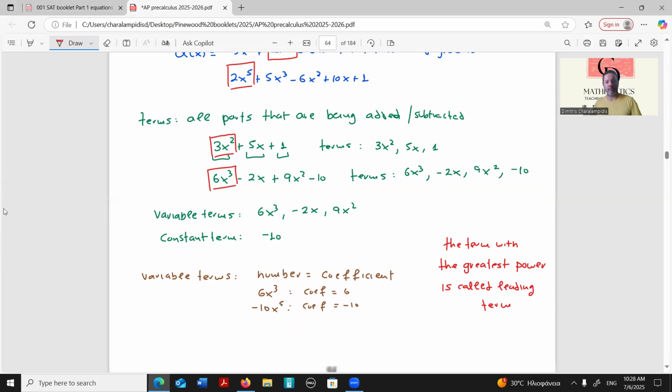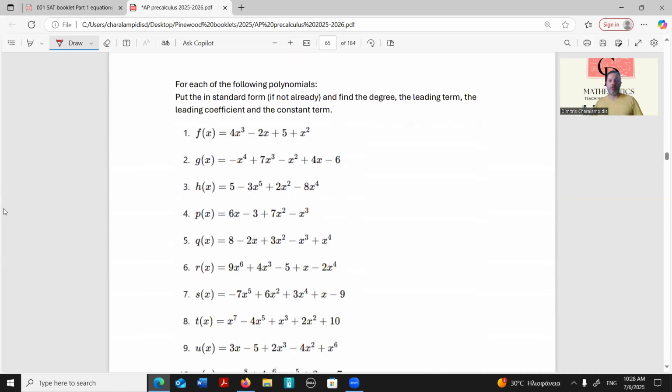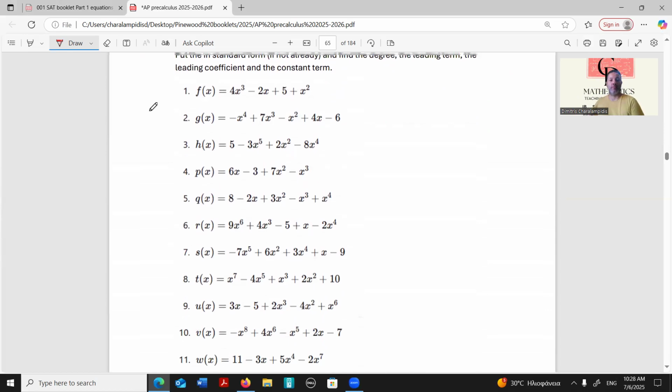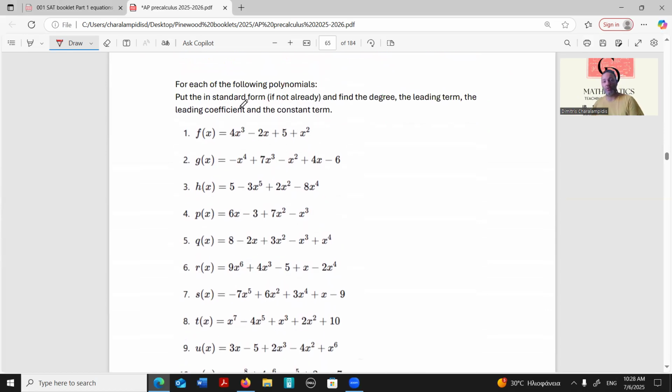To understand better how these work in examples, let's work some together. Let's do the first one. We are asked here to put these polynomials in standard form, if not already, and then find the degree, the leading term, the leading coefficient, and the constant term. Okay, so beginning with number 1, we have 4x cubed minus 2x plus 5 plus x squared. Let's begin with the degree. The degree is the greatest power seen. The greatest power seen is cubed. So since it's cubed, the degree should be 3.